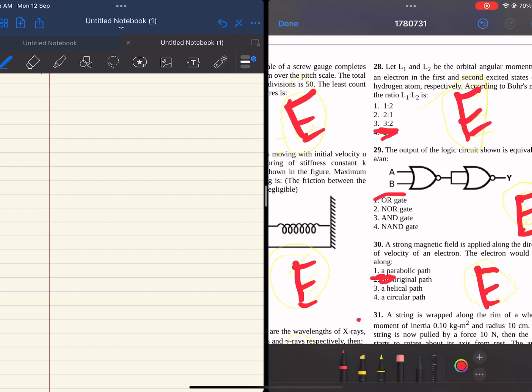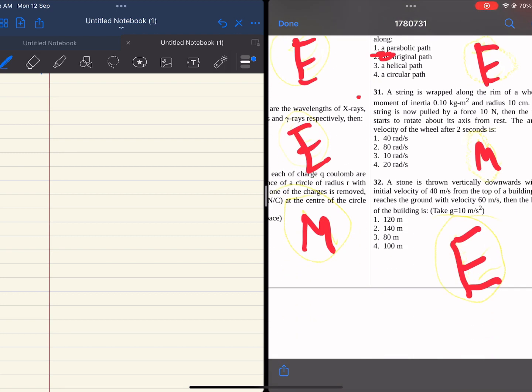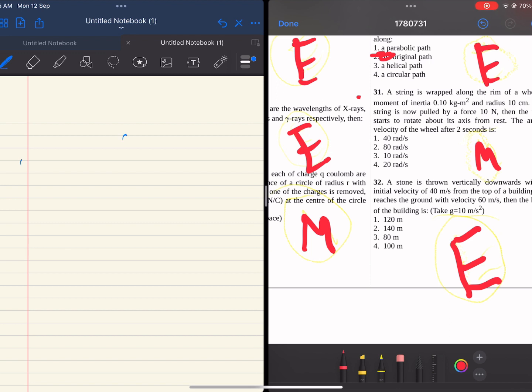Now the 31st question: a string is wrapped along the rim of a wheel of moment of inertia 0.1 kilogram meter square and radius 10 centimeter. If the string is pulled by a force of 10 Newton, then the wheel starts to rotate about its axis from rest. Find the angular velocity of the wheel after 2 seconds. Here is a wheel.